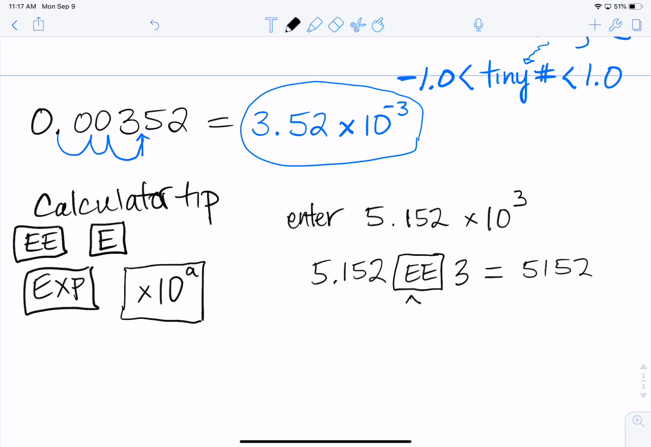This button, I'm going to just write it in English. What it means is times 10 to the. So the way you're entering it on your calculator, it's 5.152 times 10 to the third, but you actually enter that using the button.